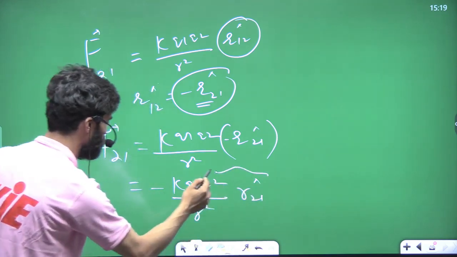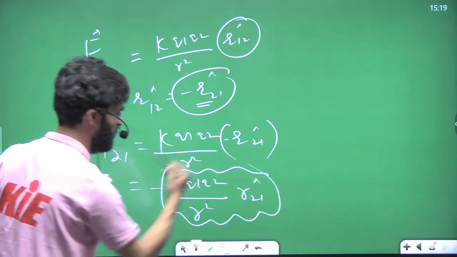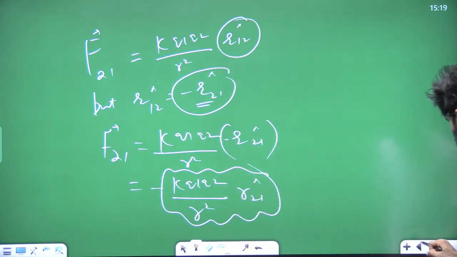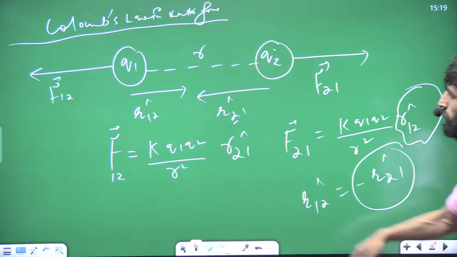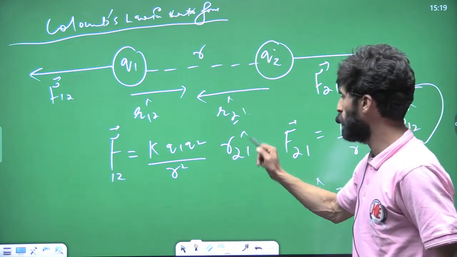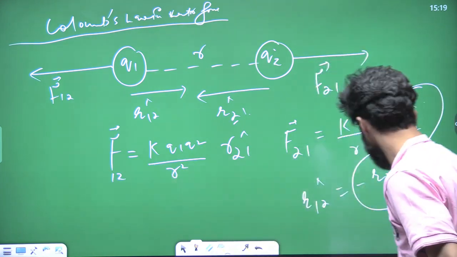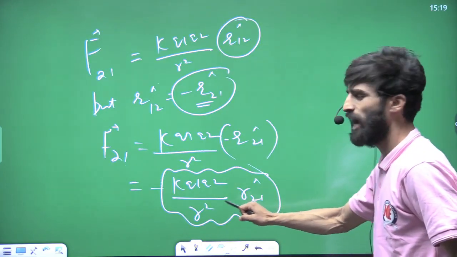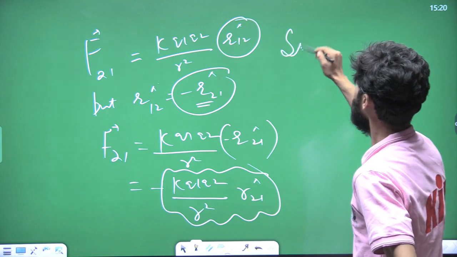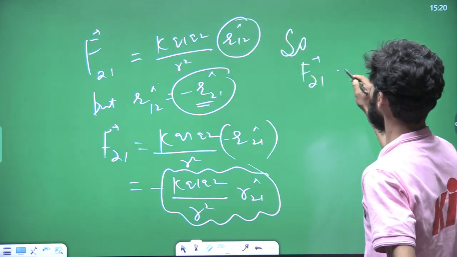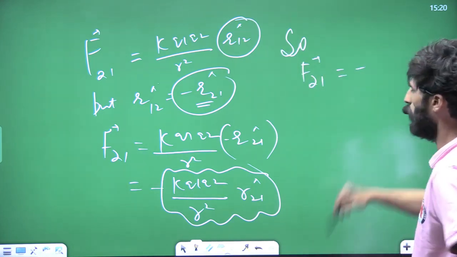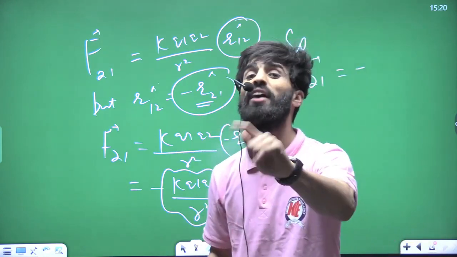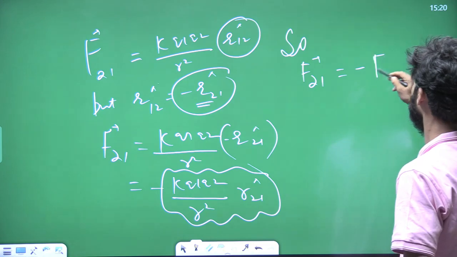As we know, my dear students, see the first equation: K times Q1 Q2 divided by R square R21 cap. That was your F12. So instead of this, I can write F12. So F21 is going to be minus of K Q1 Q2 divided by R square R21 cap, and from the first equation, that was your F12. So that's minus F12.